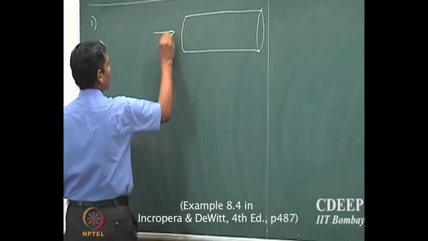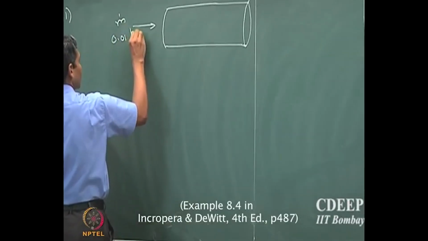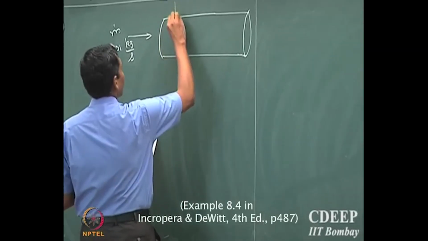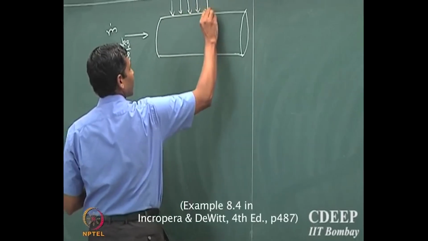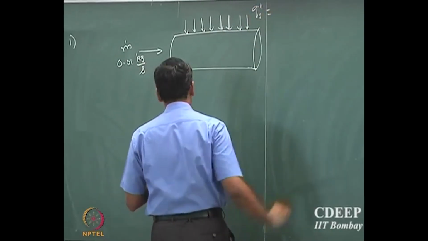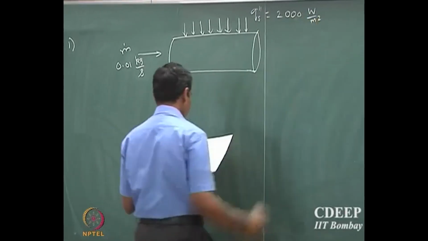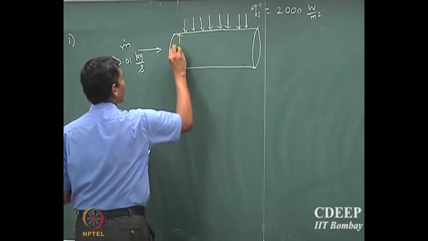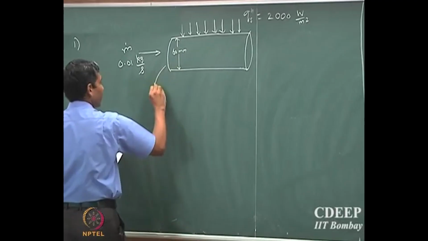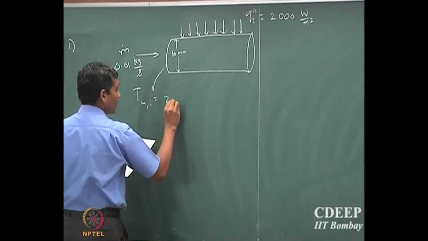a tube in which a fluid is flowing at a mass flow rate of 0.01 kg per second. Then the external surface is maintained at a constant flux of 2000 watt per meter square. Then the diameter is 60 millimeters. The mixing cup temperature at the inlet is 20 degrees C.